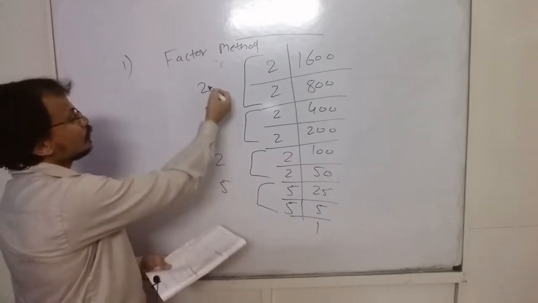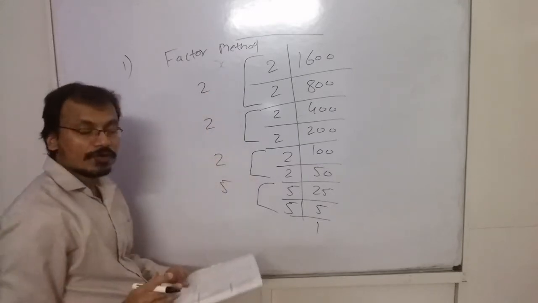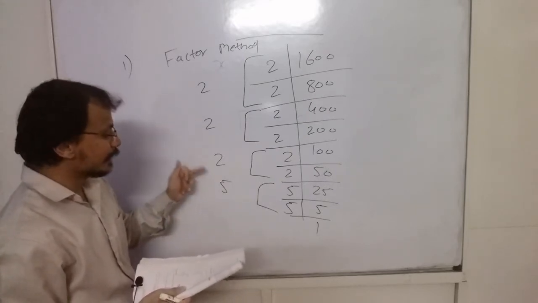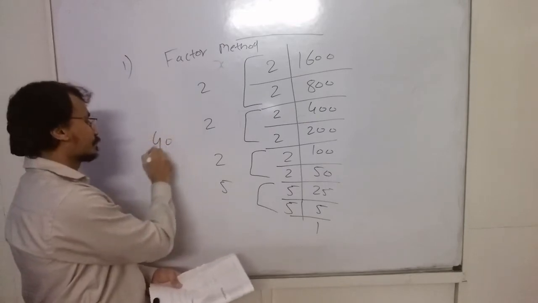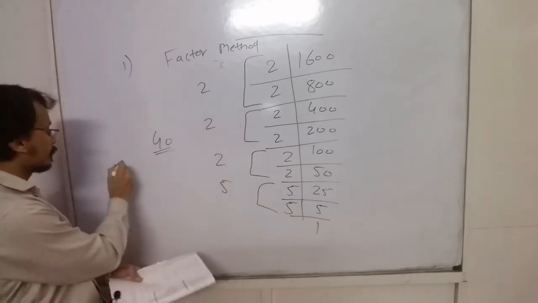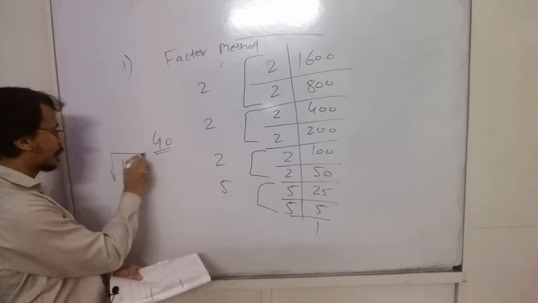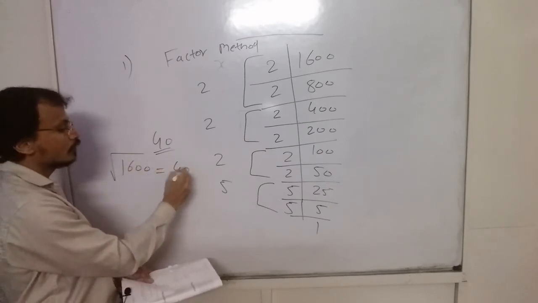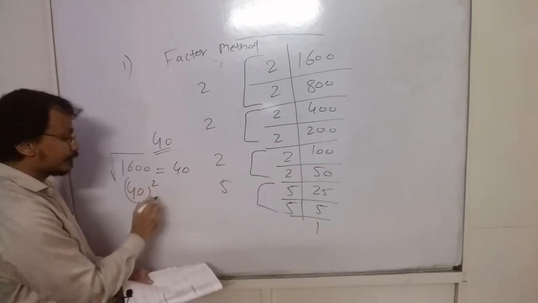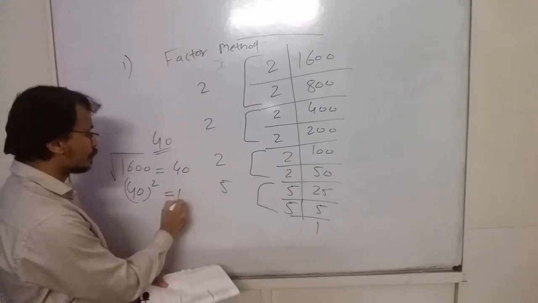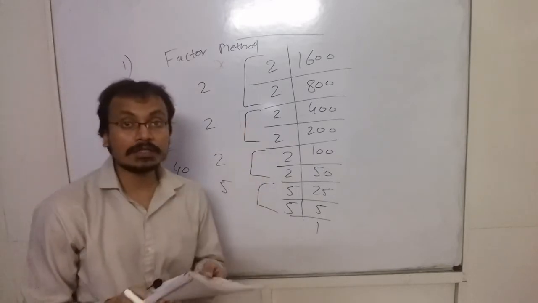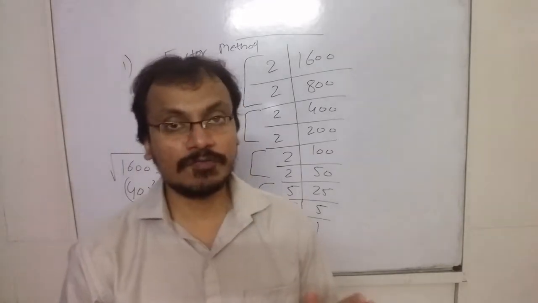Now multiply these things: 2 into 2 into 2 into 5. So that is going to be your answer. 2 twos are 4, 4 twos are 8, 8 into 5 is 40. 40 is my answer for this 1600. So I can write it like this: the square root of 1600 is equal to 40. Or in another way I can write 40 square, means 40 multiplied by 40 is going to give me 1600. This is the method of calculating the square root of any number by the factor method.